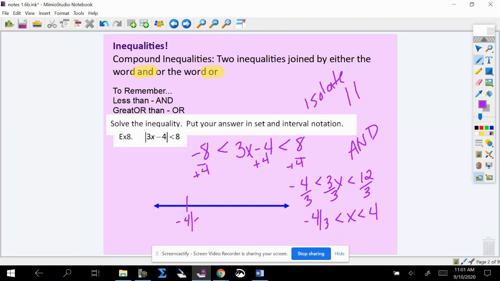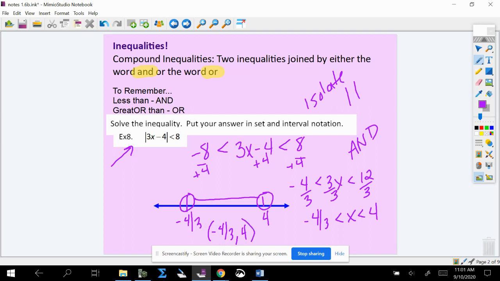So we're going to take our number line and put negative 4 thirds here and 4 here. Both of my circles are open. And then I'm going to connect between them because my "and" is a sandwich. So all of my values between negative 4 thirds and 4 would make this inequality true. You could check, you could put 0 in or 1 in, any number in there, and make sure that it makes a true statement. Your interval notation, where we're going to use parentheses because we're not including the endpoints, would be negative 4 thirds to 4 in parentheses.